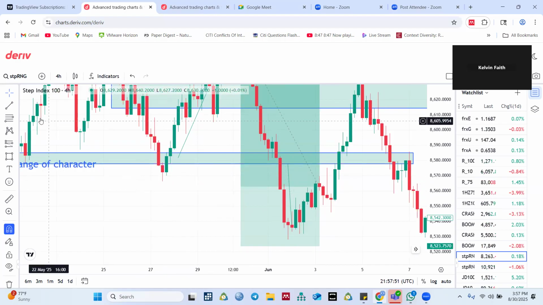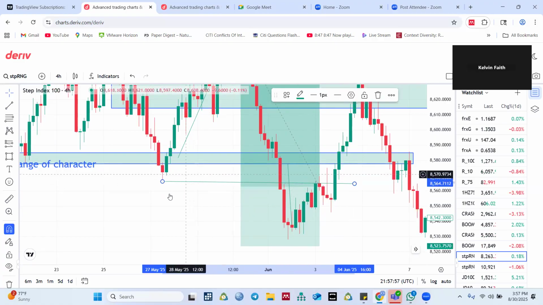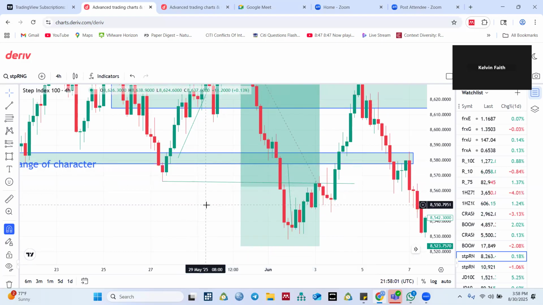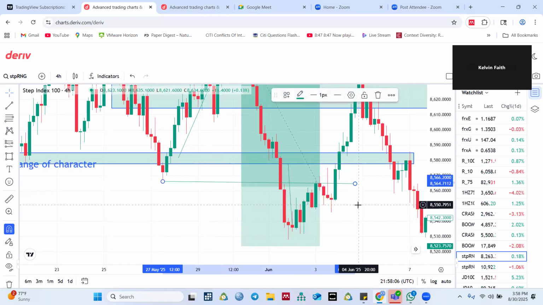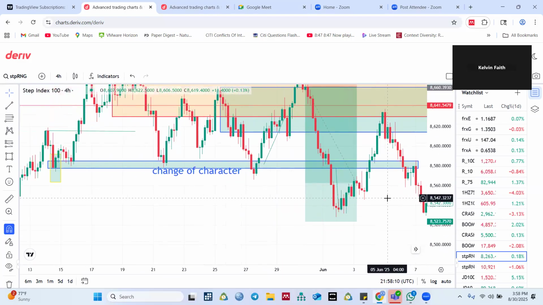So, when that happened, what did we observe? It broke another low. This is the second indication that price wants to go more bearish. At this point, there's nothing to doubt about this setup. We have double confirmation, second break of structure.